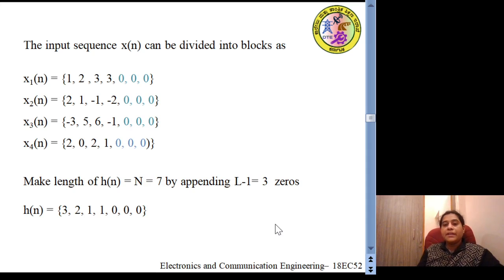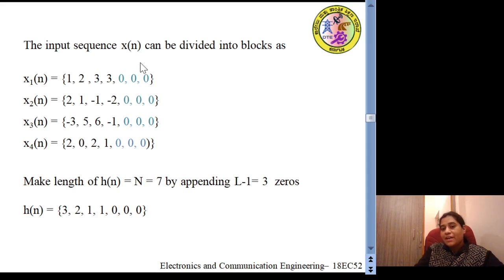Now we have to divide the input samples into a number of blocks. We divide so that each block has N number of samples, where the first L samples are from the input signal x of n, and M minus 1 appended zeros. The value of L here is 4, so 4 samples of x of n are appended with M minus 1, where M is 4, that is 4 minus 1, 3 zeros. These 3 zeros are appended so that the length is 7. The value of capital N is 7.